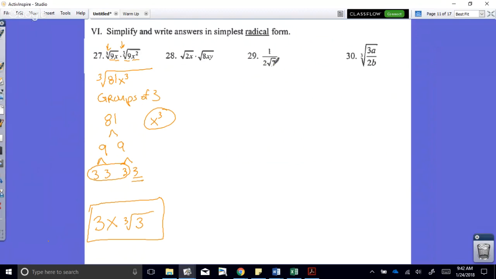Okay, so 29, this is simplified. The only thing I don't like here is this root 7 in the denominator. Okay, the way we get a square denominator is to multiply. So 1 times root 7 in the numerator becomes root 7. In the denominator, root 7 times root 7 just becomes 7, and I end up with the square root of 7 over 14.